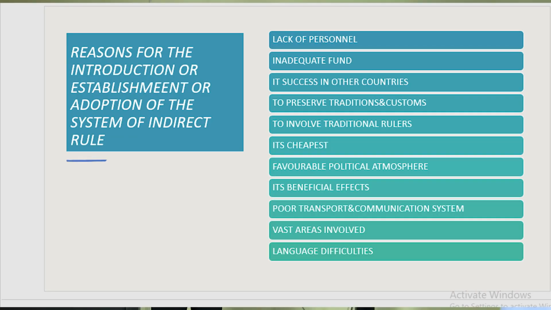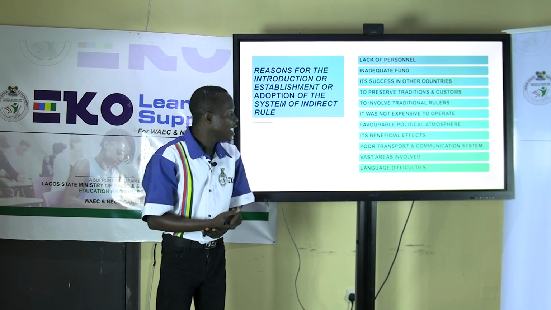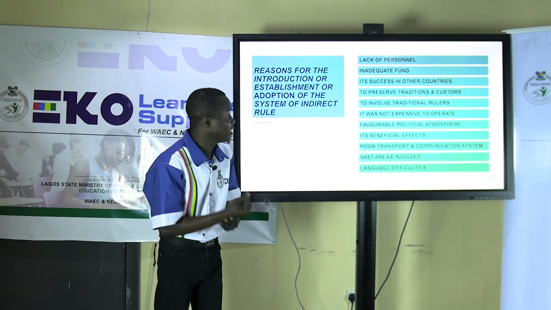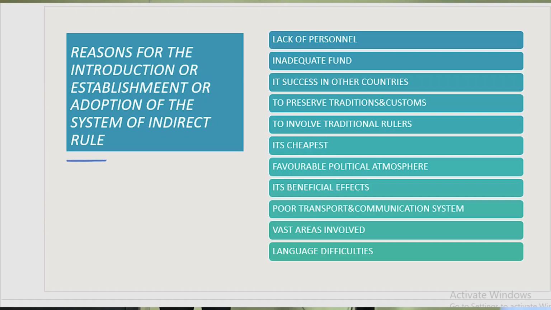To involve traditional rulers. They wanted the traditional rulers to be fully involved in governance, because before they came, there had been traditional institutions and administration in Nigeria and Africa at large. So to involve them, that was why they introduced indirect rule. It was not expensive to operate. Indirect rule was less expensive because they didn't really spend much. The people were still the ones ruling, so there was no need to spend much on the administration. These are other factors why indirect rule was adopted in Nigeria.